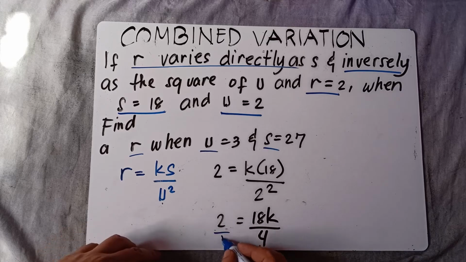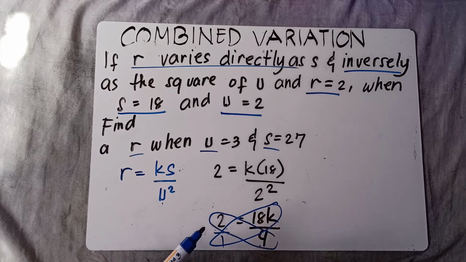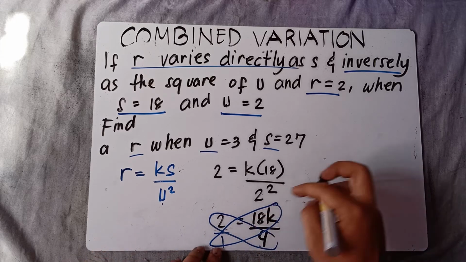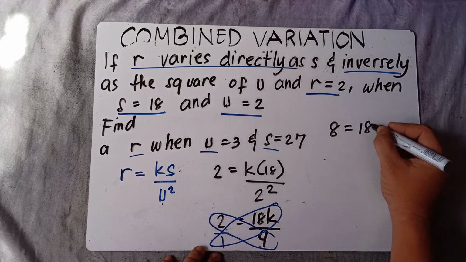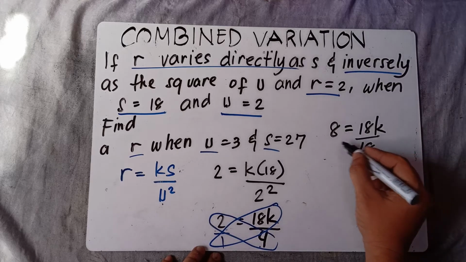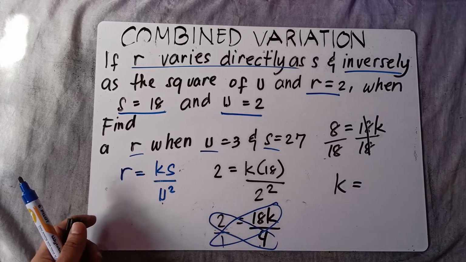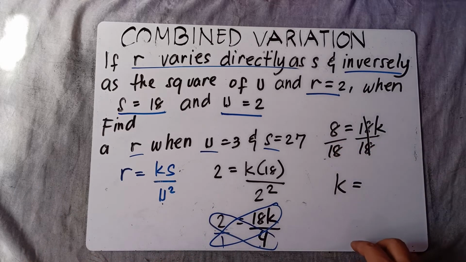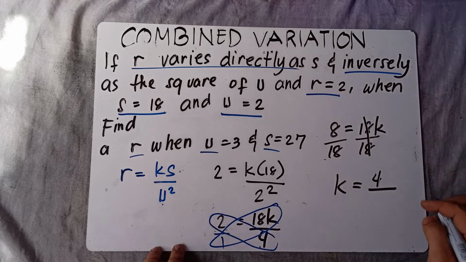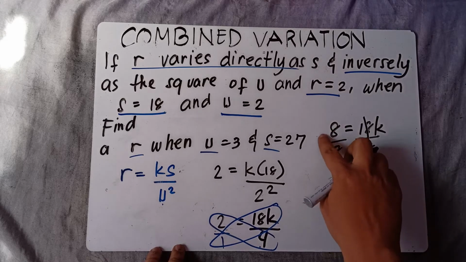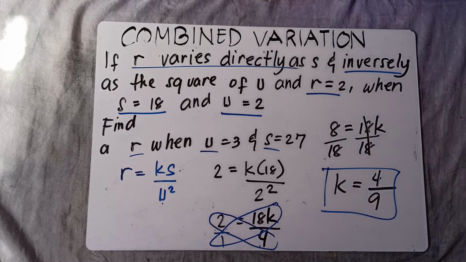But for me, I will just do cross multiplication. You can also reduce 18 and 4. So 4 times 2 is 8 equals 18 times 1, which is 18K. To get the value of K, divide both sides by 18. Cancel 18. So K equals 8 over 18. Reduce 8 and 18 by dividing by 2. 8 divided by 2 is 4, 18 divided by 2 is 9. So our K is 4 over 9.